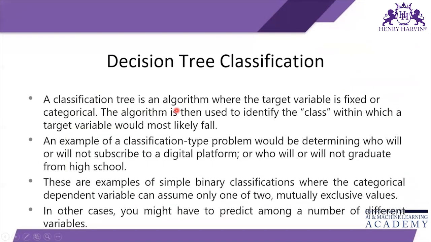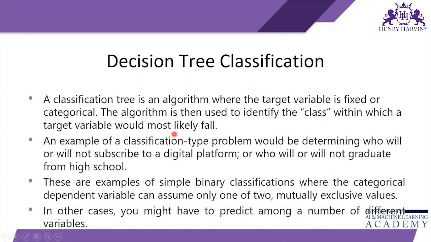Next, decision tree classification. Now we're going to talk about the decision tree classification algorithm, which is used to solve classification problems. A classification tree is an algorithm where the target variable is fixed or categorical. The algorithm is then used to identify the class within which a target variable would most likely fall.